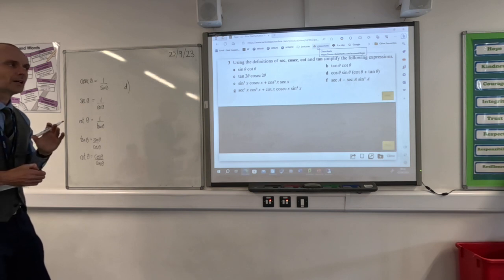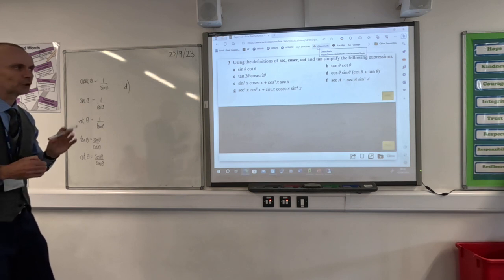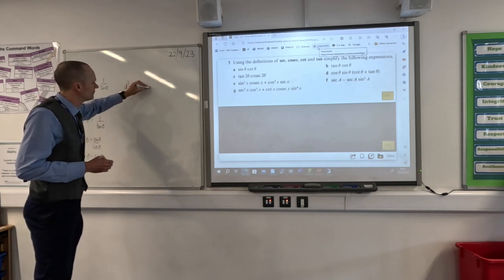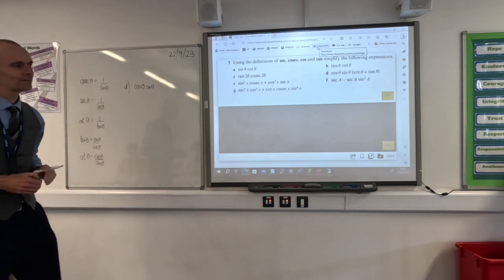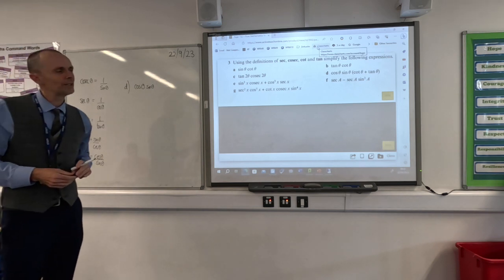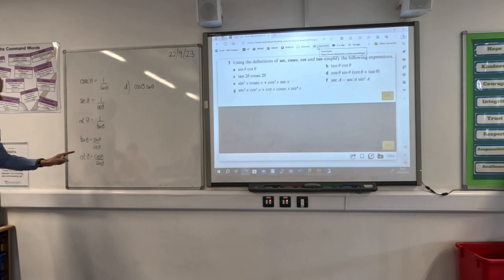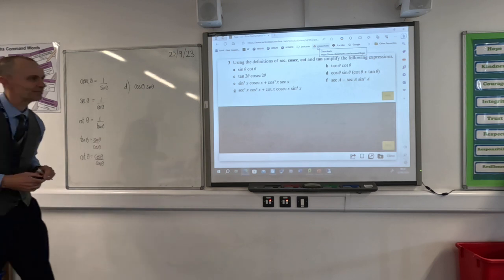So I'm going to leave cos and sine as they are, but the bracket, well, see what you get when you write cot as cos over sine, tan as sine over cos, and then you try and turn that into something with a common denominator. Have a go at D.